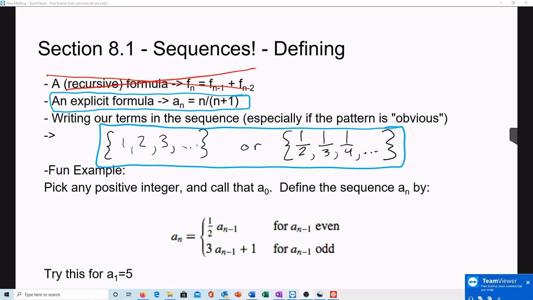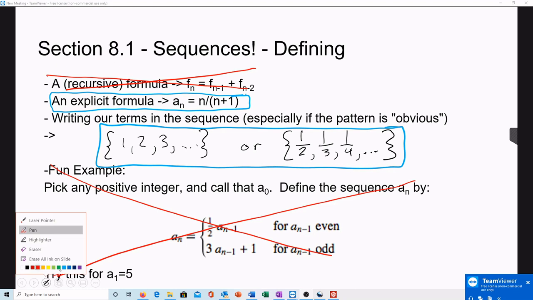So we don't need this. This is a fun example, which I may do a video for if you're interested in checking it out, but again, it is not necessary. So don't worry about the fun example. Get rid of that. We're really just going to be focusing on, here's a list of numbers with a pattern, and can you make an explicit formula out of these things?